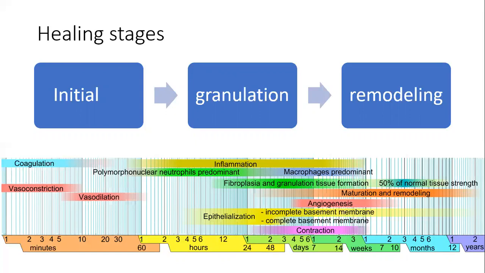That's when the basement membrane is repaired and completed. Then towards the end of the granulation phase, you start to have contraction, and then you move into remodeling, which is where the replacement tissue is about 50% of normal tissue strength. So you can see that this timeline is pretty long. The first initial parts are brief, but it can take years for scars to remodel.